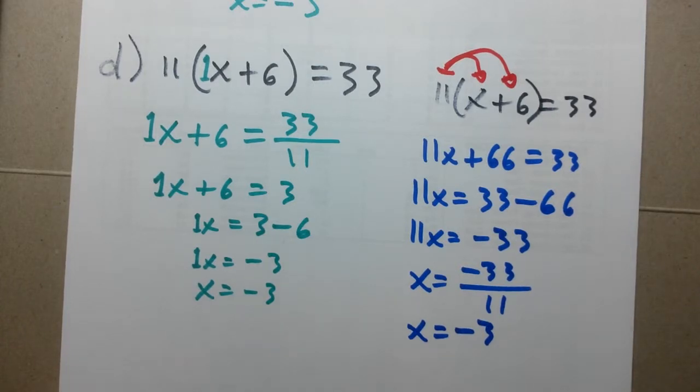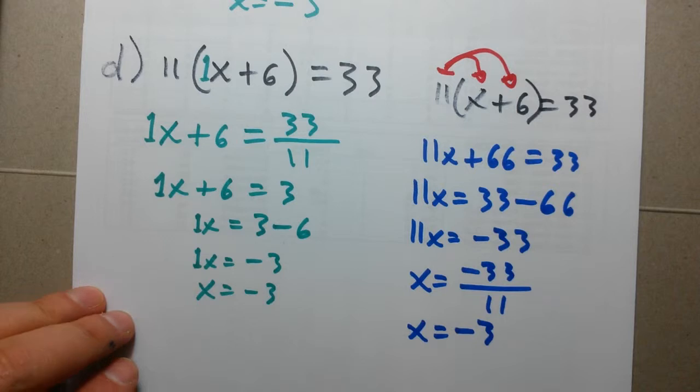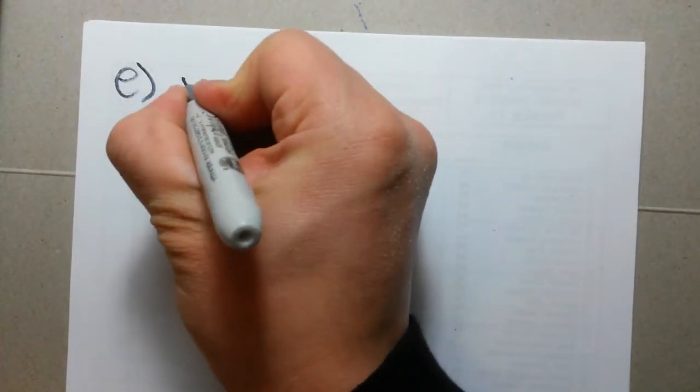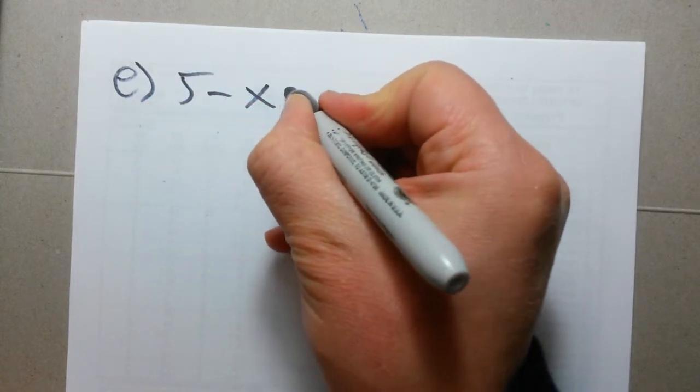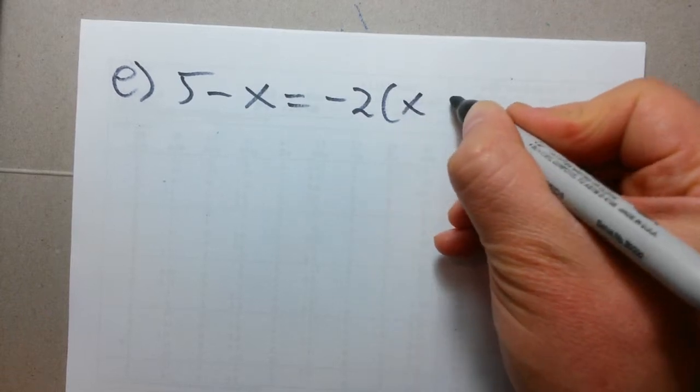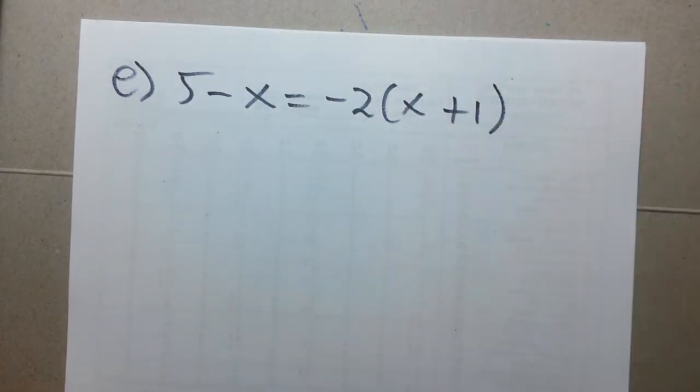Same thing as before, right? You can always pause the video and try it yourselves. Let's look at another example. We have 5 minus (x) equals negative (2x plus 1).